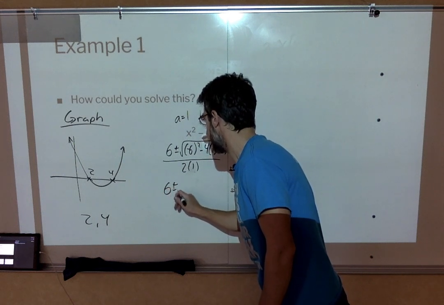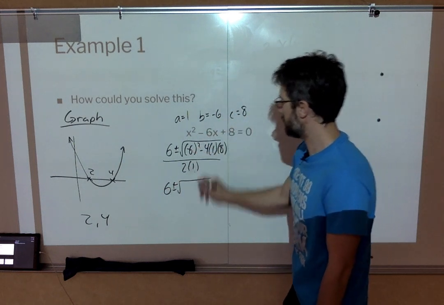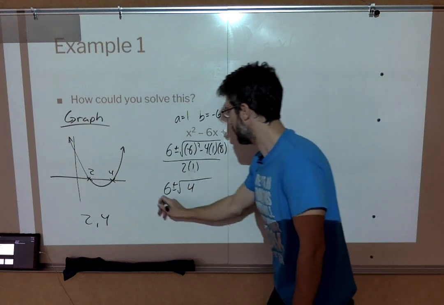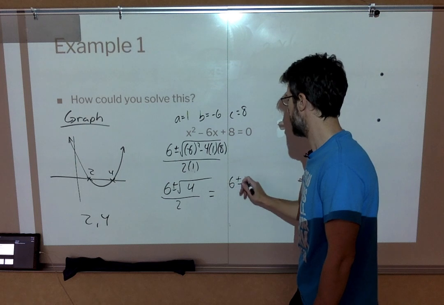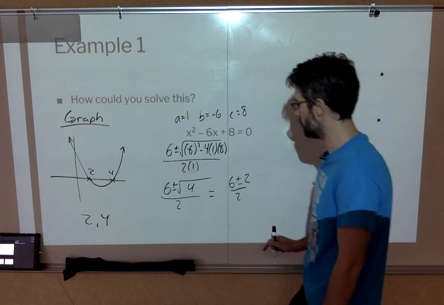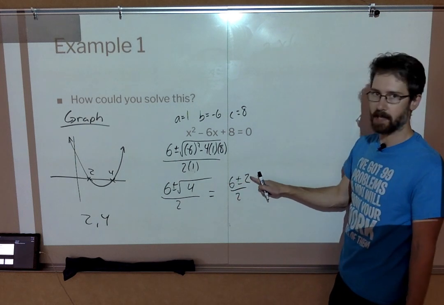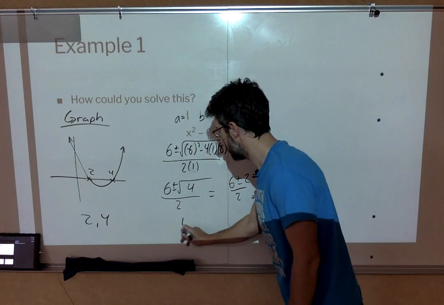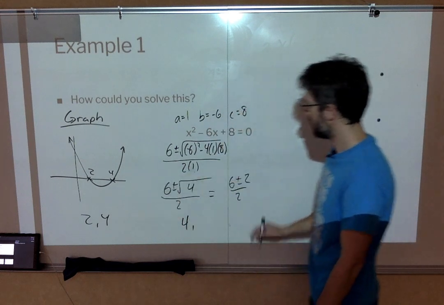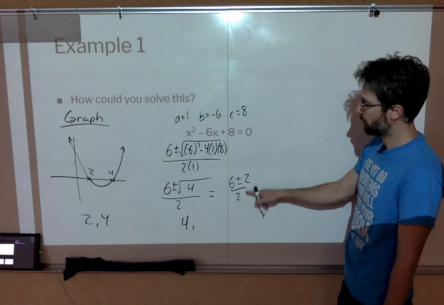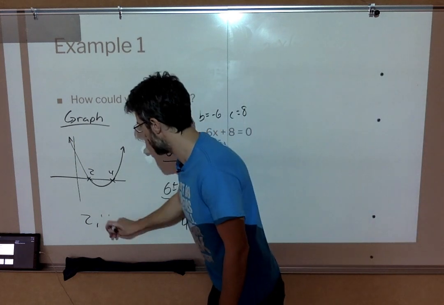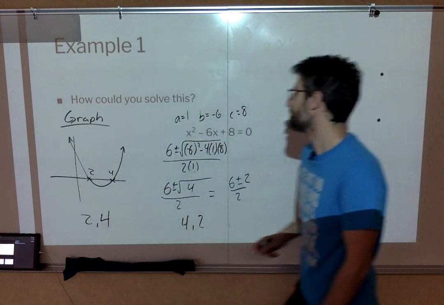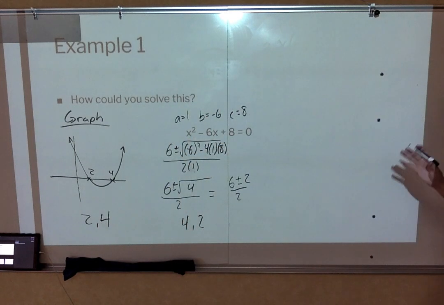6 plus or minus, all of this simplified is 4 over 2, and we've got then 6 plus or minus 2 over 2. 6 plus 2 is 8, divided by 2 is 4. That was one of our solutions. And 6 minus 2 is 4, divided by 2 is 2. So I came up with the same two solutions, 2 and 4. All right, so either of those works.